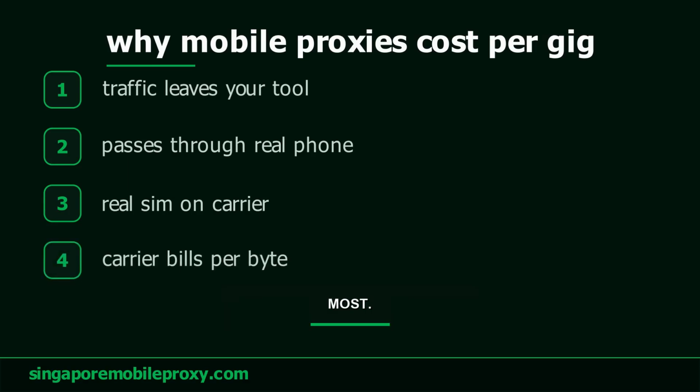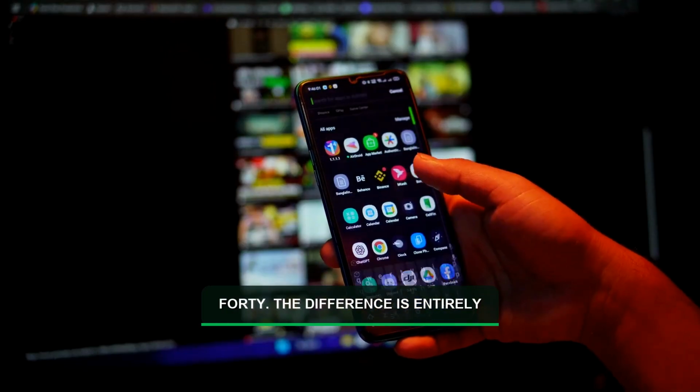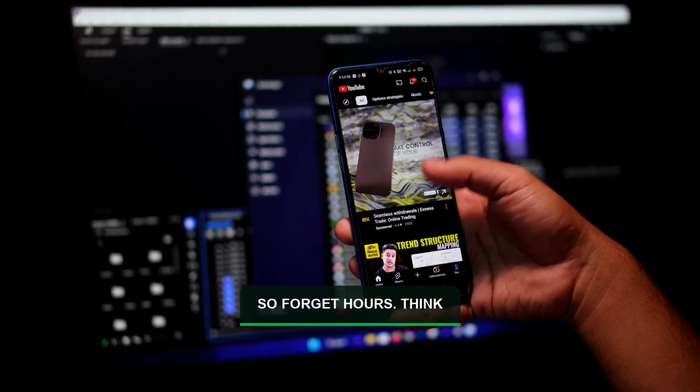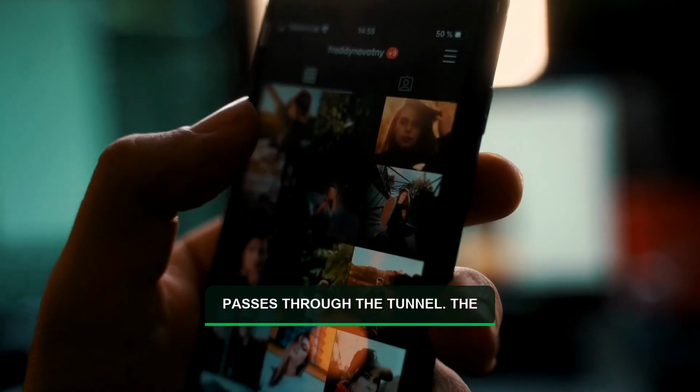Now the thing that matters most: bandwidth is not about how long you use the proxy. It is about what kind of traffic you send through it. Two people can both run a proxy all day and one uses half a gig while the other burns 40. The difference is entirely in what they are loading, so forget hours. Think about payload, the actual weight of what passes through the tunnel.